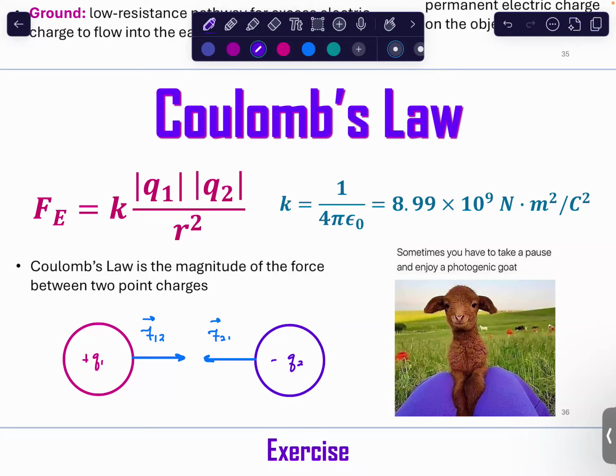And based off what we learned last semester, F21 equals what? Negative F12. So Coulomb's law works very much like Newton's laws. And again, if these were both positive, the force vectors would point the other way because they're going to repel.